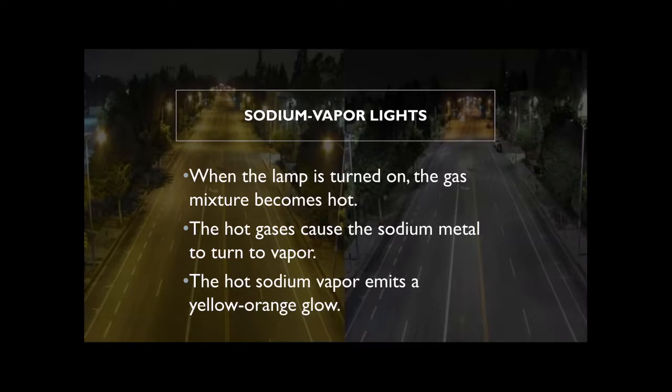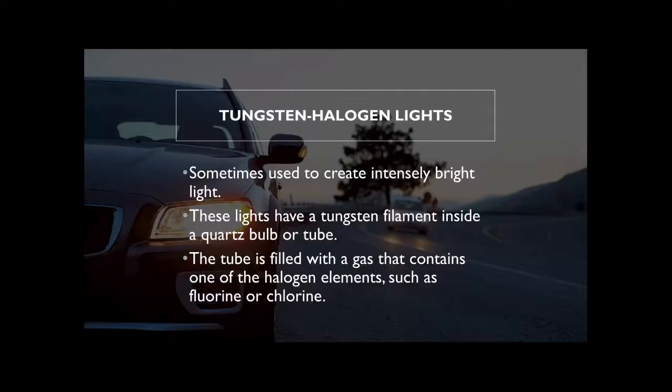So how does this work? When you have a lamp on, the gas mixture inside of the lamp becomes super hot. This hot gas mixture causes the sodium metal to become vaporized. When the sodium metal becomes vaporized, because it's being heated up, it's going to emit a yellow-orange glow, and therefore that is what you see on street lights or outdoor lighting.